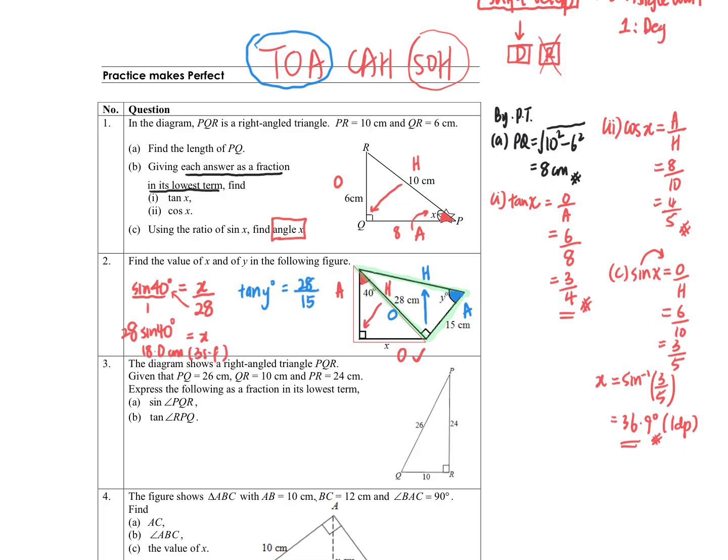So in order to find the unknown angle Y, you need to do a tangent inverse. So when you are finding angle, that's where you take inverse. Okay, when you are finding angle. Okay, you will get 61.8 degree, 1 dp.